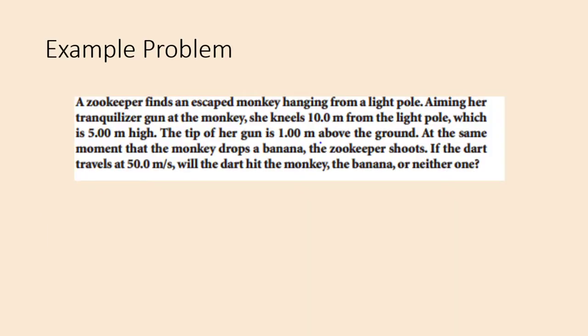So let's take a look at an example problem. This is the example in your book if it makes it easier to follow along. A zookeeper finds an escaped monkey hanging from a light pole. Aiming her tranquilizer gun at the monkey, she stands 10 meters from the light pole, which is 5.00 meters high. The tip of her gun is 1 meter above the ground. At the same moment that the monkey drops a banana, the zookeeper shoots. If the dart travels at 50.0 meters per second, will the dart hit the monkey, the banana, or neither one? So we need to examine this.